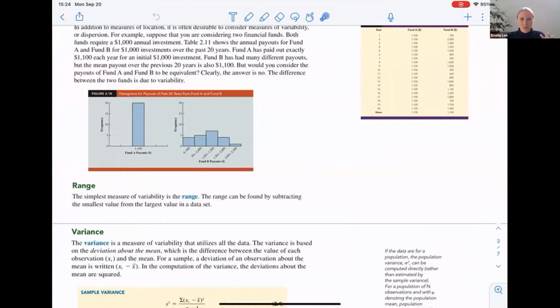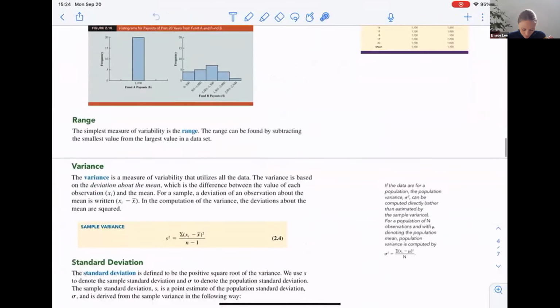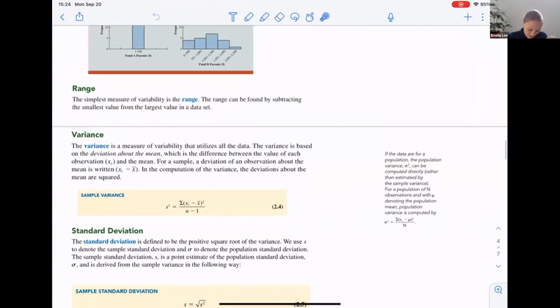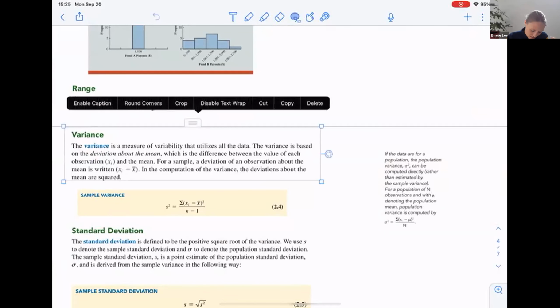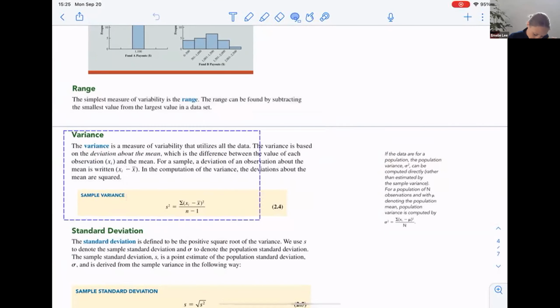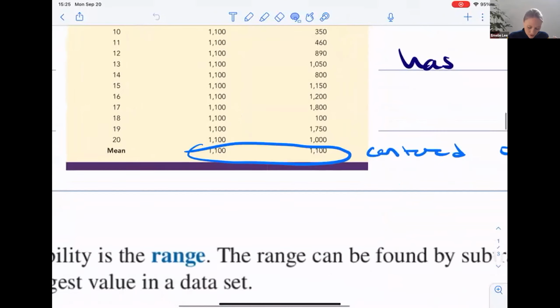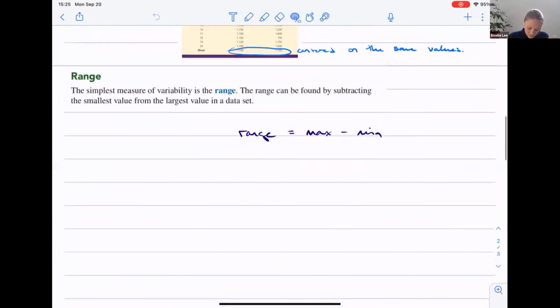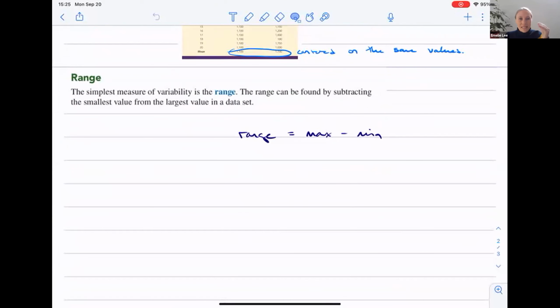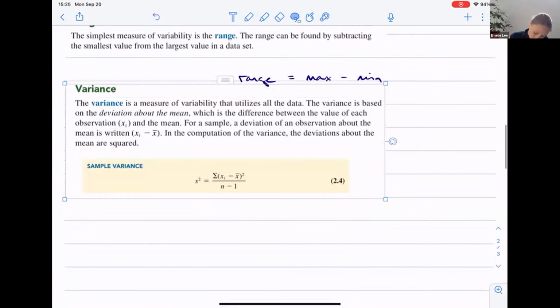We have fancier measures. You might have heard about the variance. Have you heard about the variance? So the variance essentially measures the distance between each data point and the mean, right? How far away is each data point from the mean of that data?